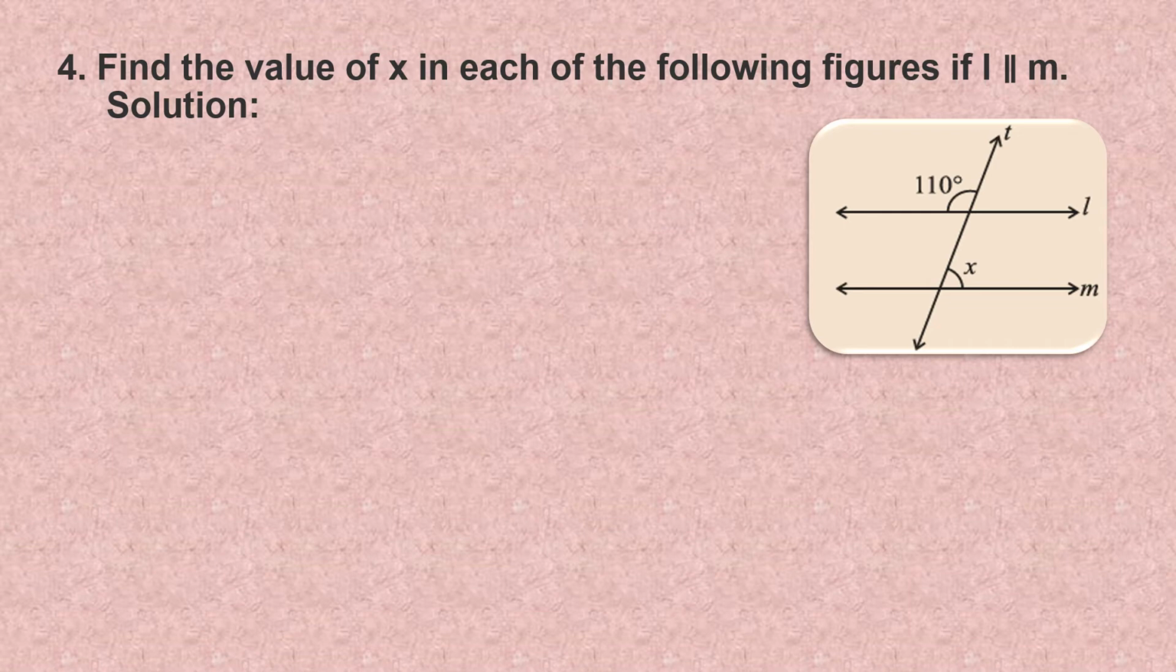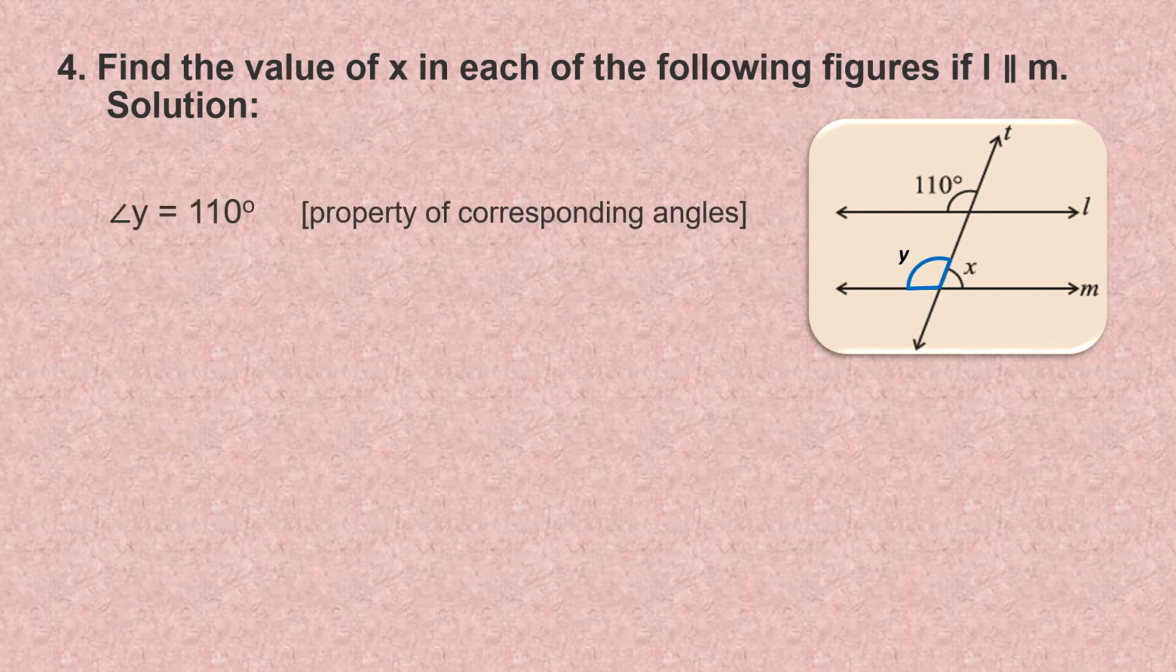Find the value of x in each of the following figures if L is parallel to M. So we are given an angle of 110 degrees and angle x. Let us take this angle to be y. If we find the value of y, then we can easily find the value of x. We know that corresponding angles are equal. So angle y is equal to 110 degrees.